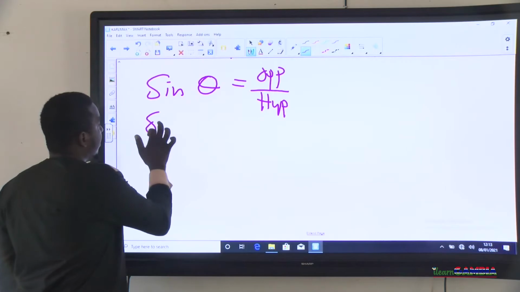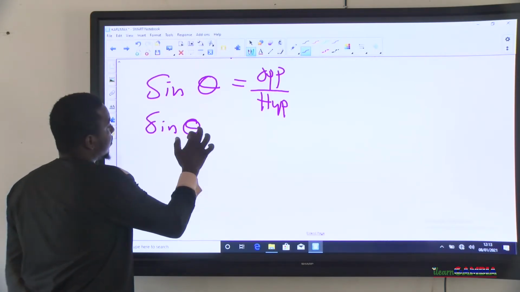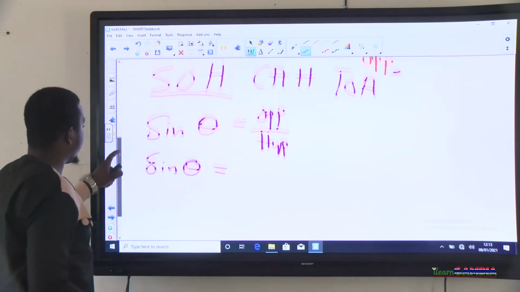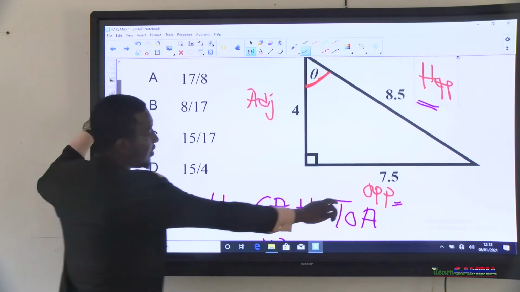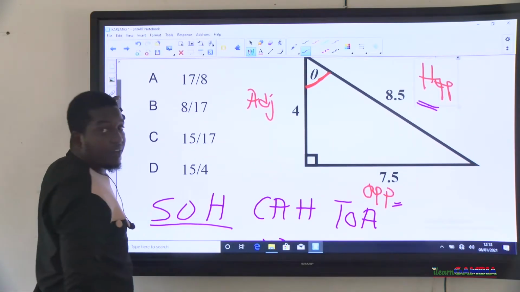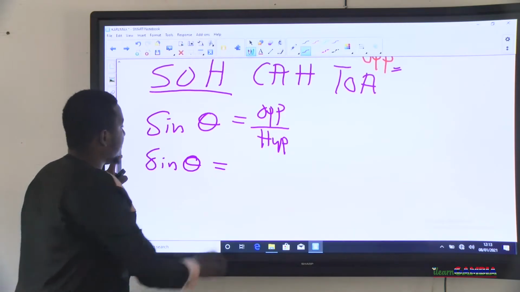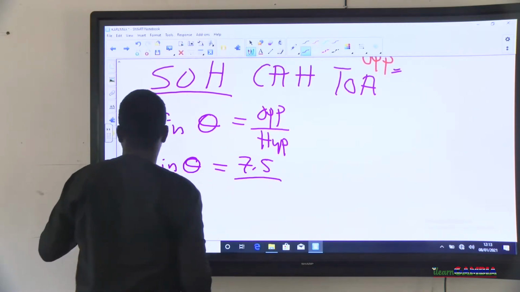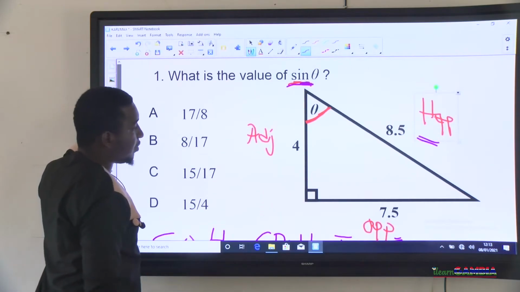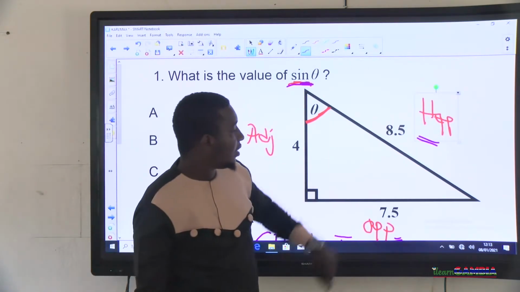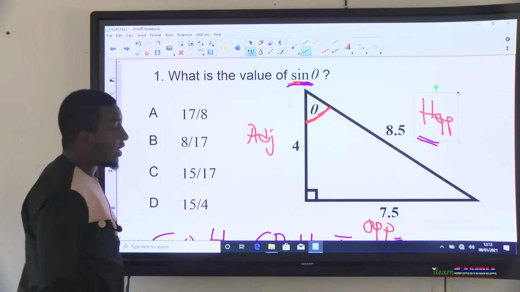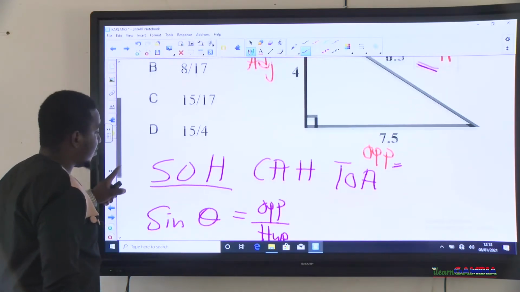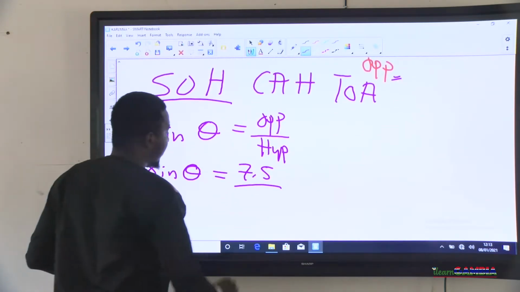Then sine theta is equal to, what is the opposite there? The opposite is 7.5. So we are going to have 7.5 divided by, and what is the hypotenuse? The hypotenuse is 8.5. That is going to give us 7.5 divided by 8.5.